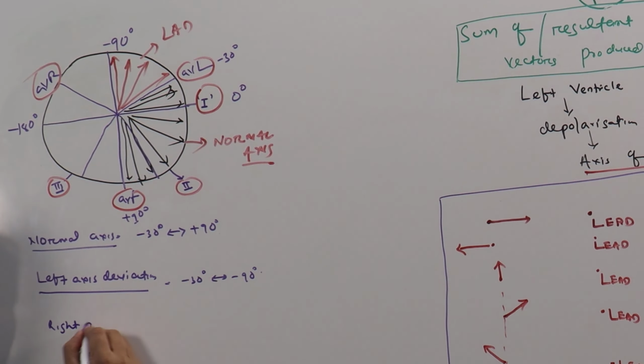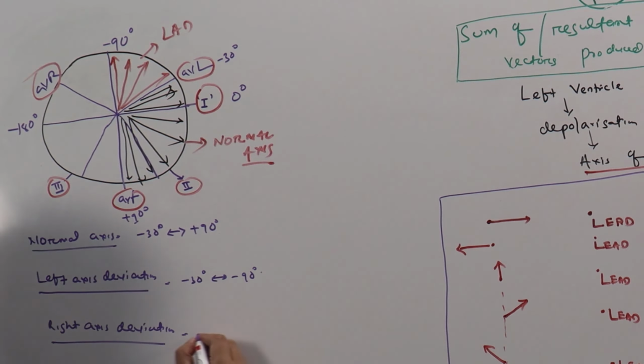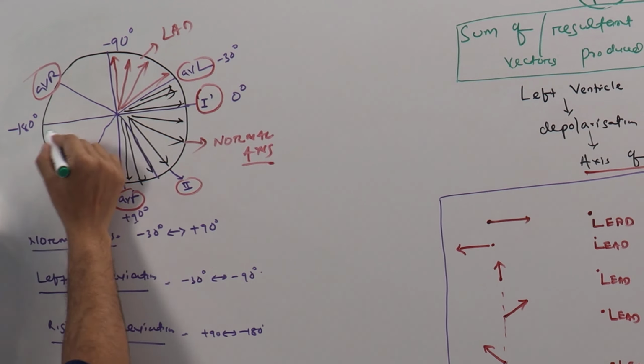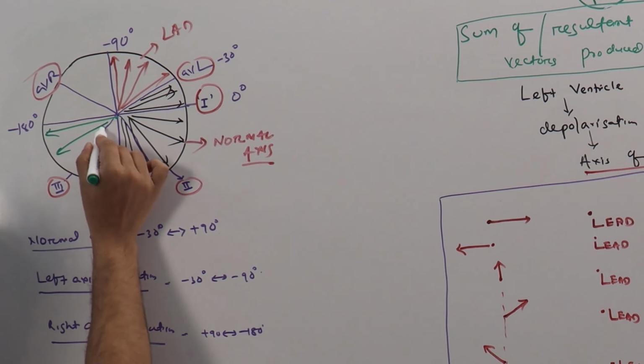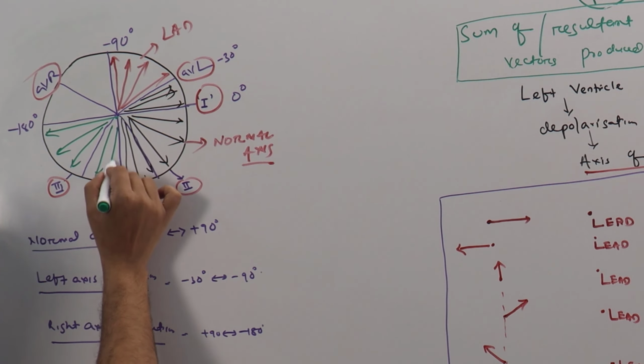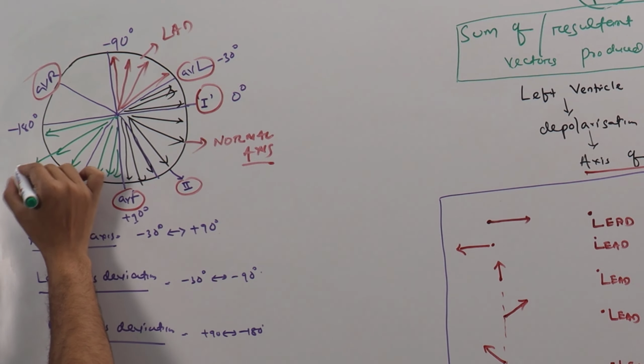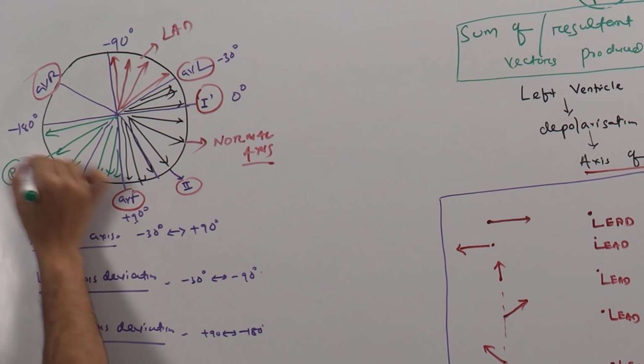Then we have right axis deviation, and that will be plus 90 to plus 180 degrees, right? This is right axis deviation.